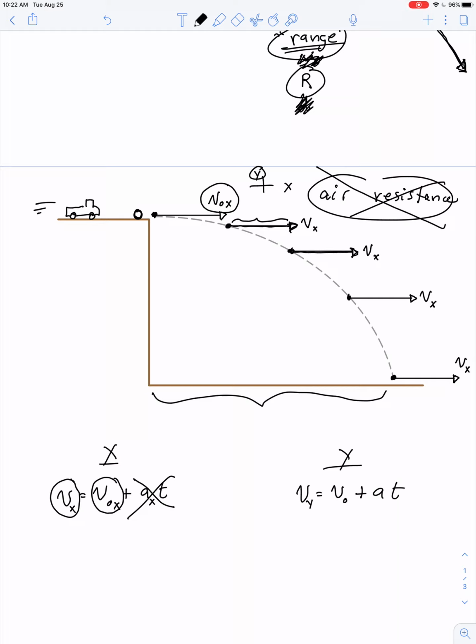Vertically, the final vertical velocity equals the initial vertical velocity plus g times t. Now the initial vertical velocity is 0. There is an initial velocity, but it does not point in the vertical direction. So at any given point in time, the vertical component of the velocity is increasing by 9.8 meters per second for each second in the air. So 1 second later, the speed is up to 9.8 meters per second in the downward direction. And 2 seconds later, it's up to 19.6 meters per second, and so on and so on, okay?